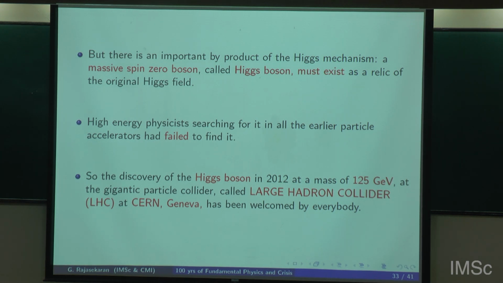Okay. So there is an important byproduct of the Higgs mechanism, namely a massive spin zero boson called the Higgs boson, that is what is now called the Higgs boson, which must exist as a relic of the original Higgs field. And it is this Higgs boson which was searched for by high energy physicists in all the earlier particle accelerators. They failed to find it. Finally, it was found in the Large Hadron Collider, the gigantic particle collider at CERN Geneva, with a mass of 126 GeV. In 2012 it was discovered, and that has been welcomed by everybody.